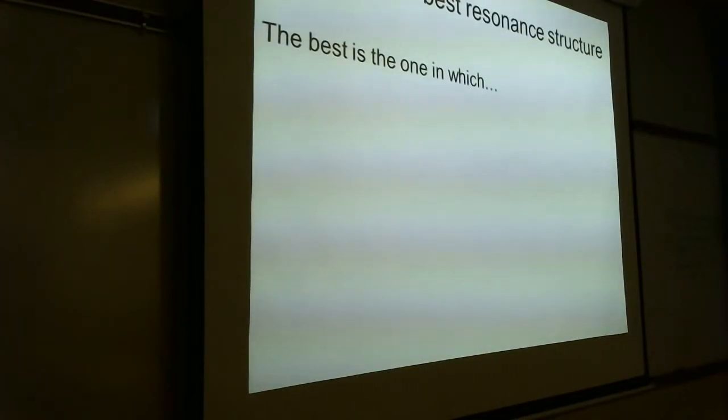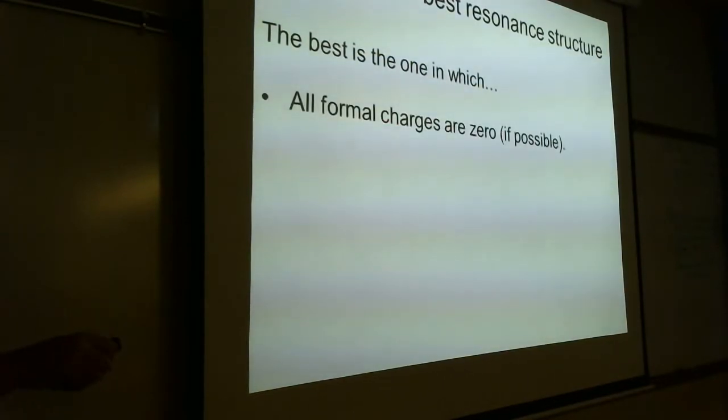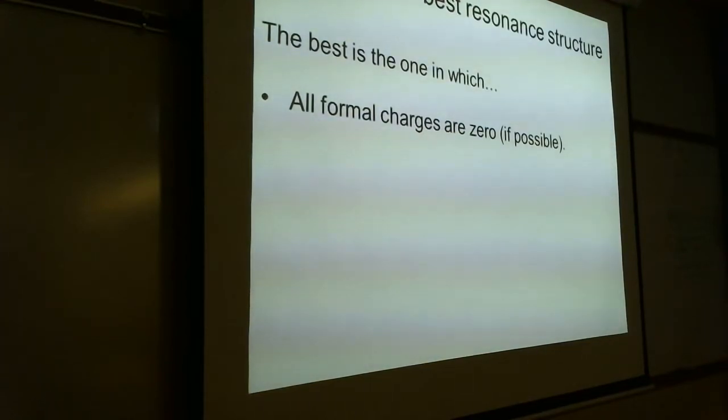So the best resonance structure is the one where all our formal charges are 0, if that's possible. A lot of times, that's not possible in the case of, for instance, a polyatomic ion. If it's a polyatomic ion, then there's no way everybody can be 0 because you're going to have a net charge. But if it's a neutral molecule, best scenario is everybody's 0.